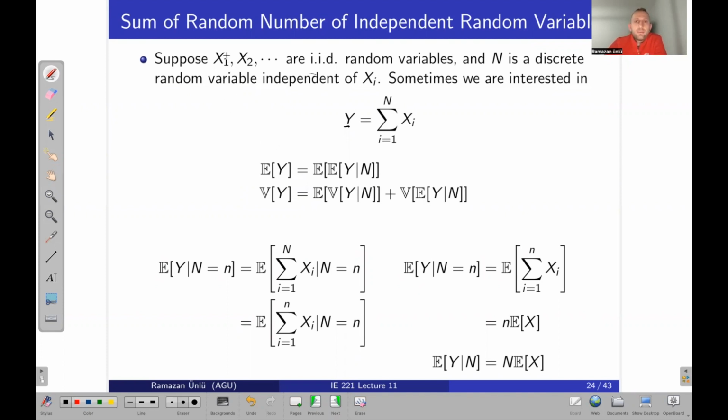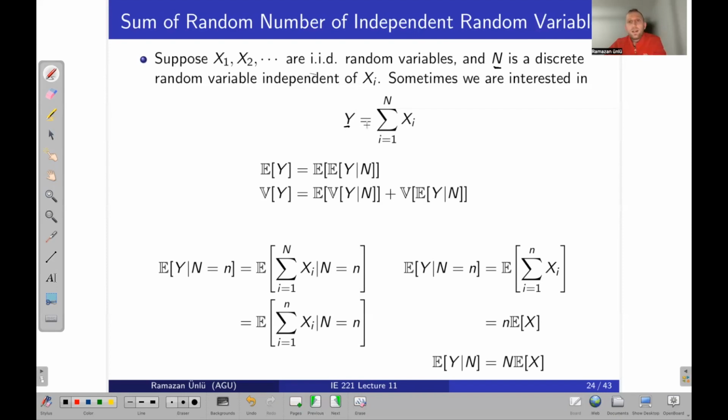Suppose that we are given some random variables X1, X2, and so on, that can be infinitely many, and they are independent and identically distributed. And also we have another random variable, N, which is a discrete random variable, independent of the Xi, and that represents the number of random variables. These random variables can be exponential, geometric, Poisson, etc. But the important thing is they should be independent and identically distributed.